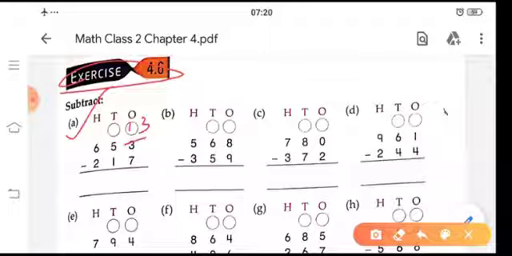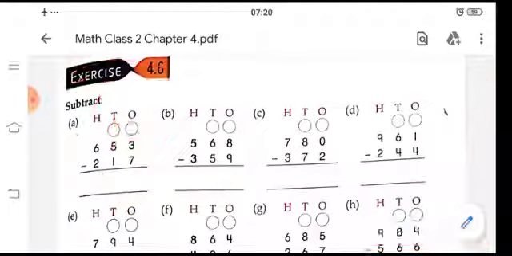Then what is left behind here? 4. So 13 minus 7, which number is left? 6. Then 4 minus 1, we'll get 3. And 6 minus 2, 4. So in this way, do the sums of 4.6 in your copy.